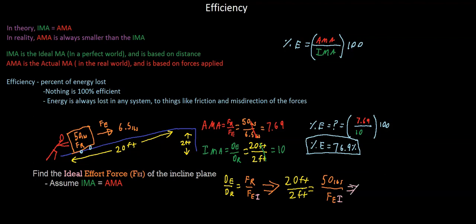And so to solve for this, all we'll do is just cross multiply and divide. We'll say 2 feet times 50 pounds divided by 20 feet. And so 50 times 2 is just 100, divided by 20 is just 5. And so we can say that our force effort in an ideal world is equal to 5 pounds.